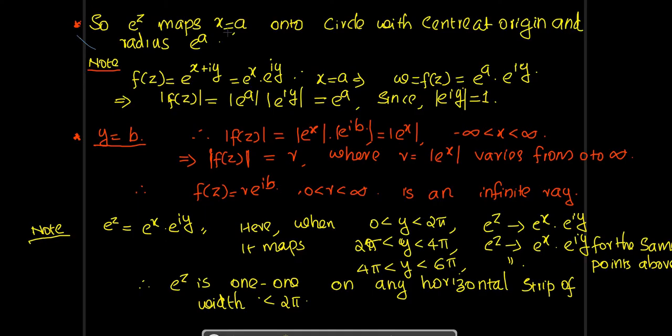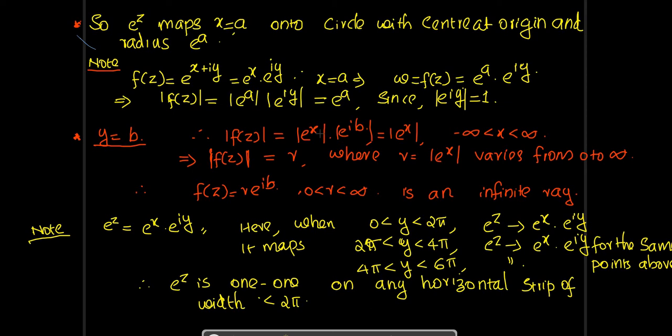So also consider that f maps x is equal to a onto the circle with center at origin and radius e raised to a. If f of z is equal to e raised to x plus iy, e raised to x into e raised to iy, when x is equal to a, this is e raised to a into e raised to iy. Mod f z is equal to mod e raised to a. Mod e raised to a is the same as e raised to a itself because it is always positive. And mod e raised to iy is 1. So this is a circle with center at 0, 0 and radius e raised to a itself.